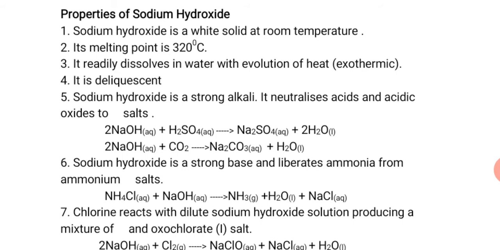6. Sodium hydroxide is a strong base and liberates ammonia from ammonium salts. Ammonium chloride plus sodium hydroxide gives ammonia plus water plus sodium chloride.